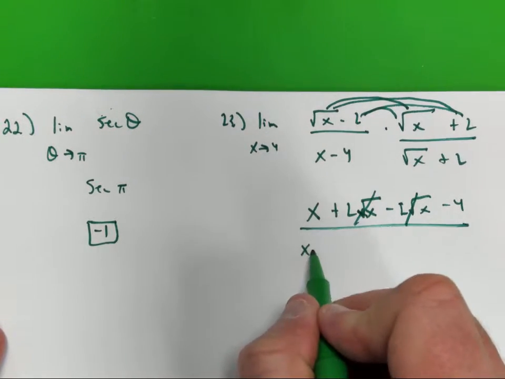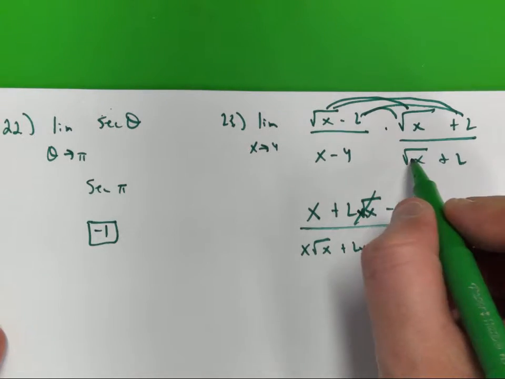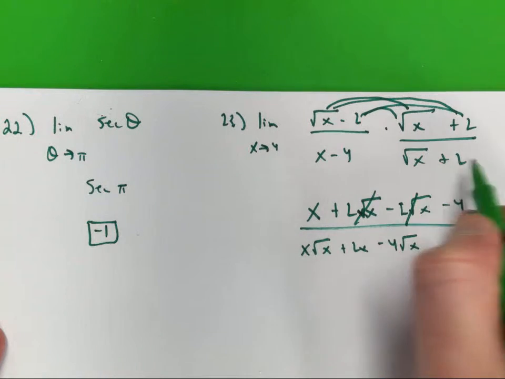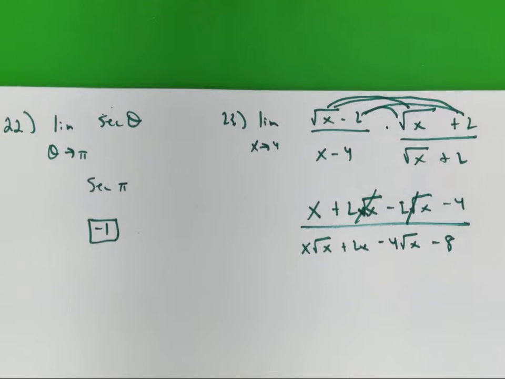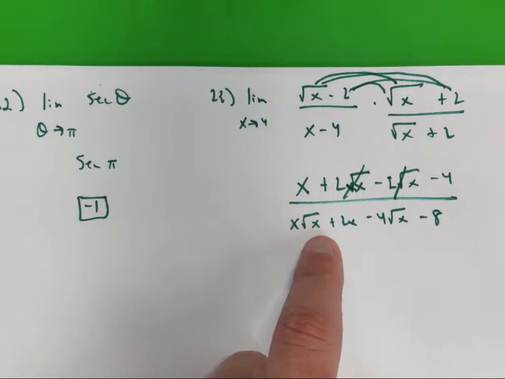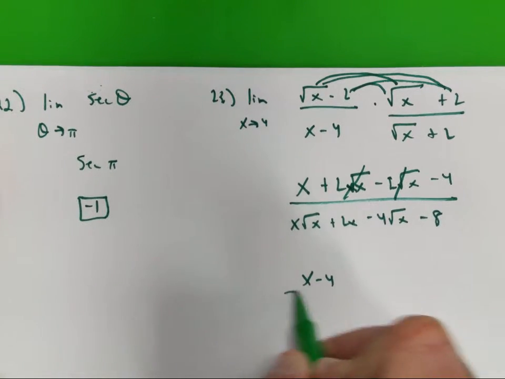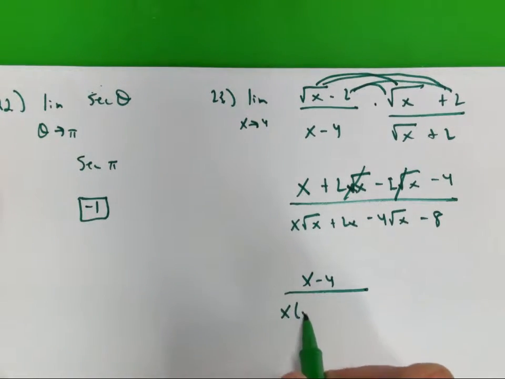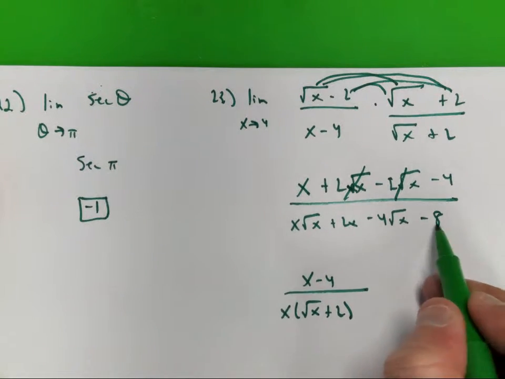X times this is x square root of x. X times 2 is 2x. That times that is negative 4 square root of x. This times that is negative 8. Alright, if I plug 4 in the denominator, I still get 0, so I have to use another toolkit strategy. What does that call for? Factoring. What do these two have in common? X. I take an x out. What do these two have in common?